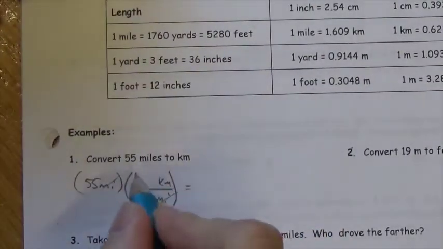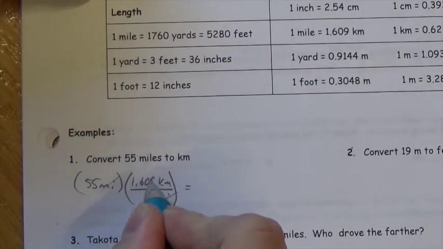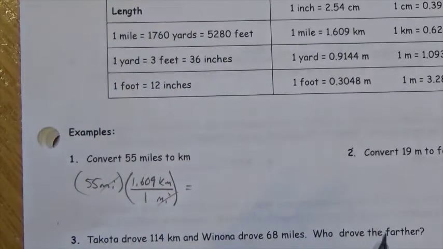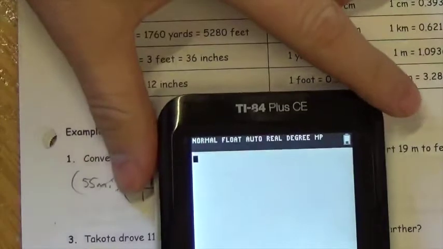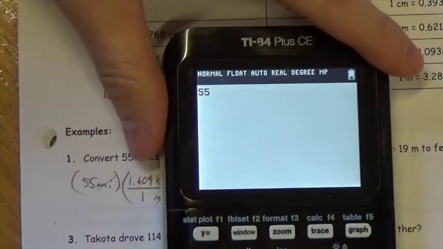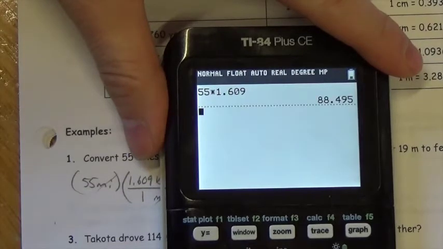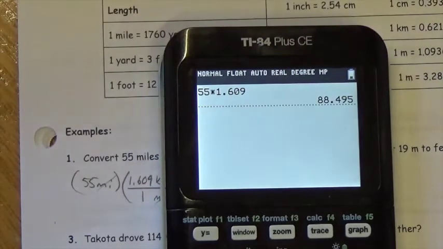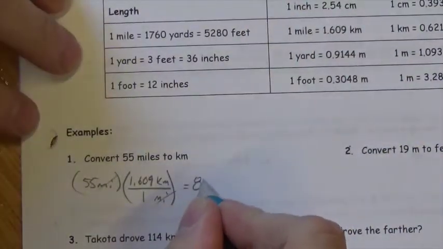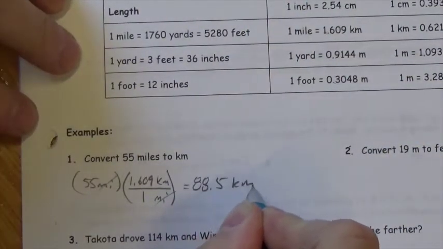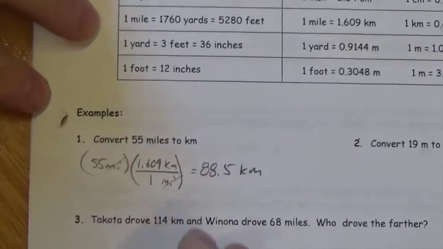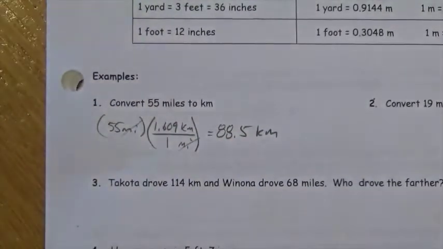Well, let's deal with that one. So 1 mile is 1.609 kilometers. Now all I've got to do is multiply those values together. 55 times 1.609, and we get, let's go to the nearest tenth here, 88.5 kilometers. That's the conversion. 55 miles is 88.5 kilometers.